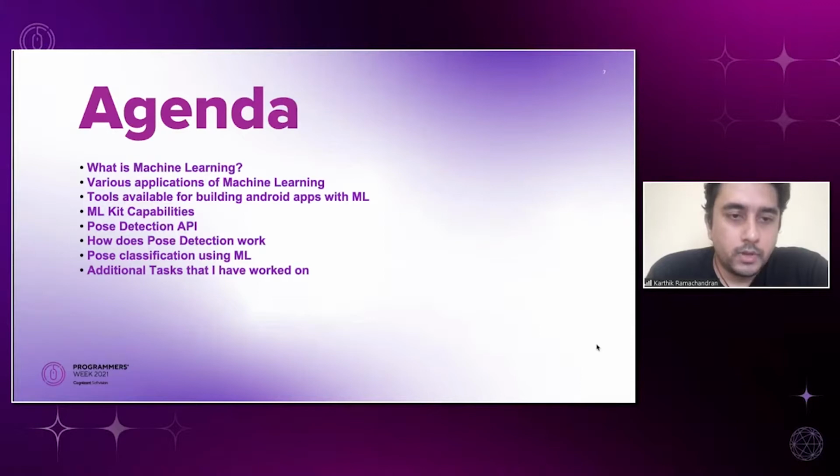In this talk, I'll be covering the definition of machine learning and its applications, and the various tools which are there to build Android apps with ML, and also ML Kit capabilities, all the various APIs which are there under ML Kit. In particular, I'll be talking about the pose detection API, which is under beta right now, and I'm still working on it. And also a few other tasks that I have worked on as part of my research with ML Kit.